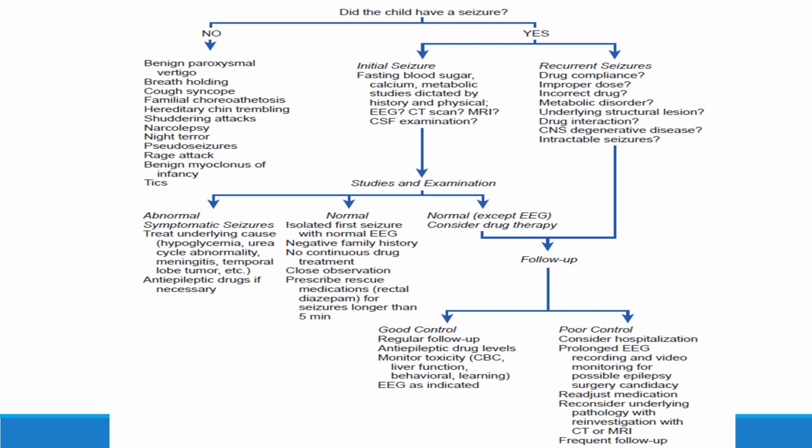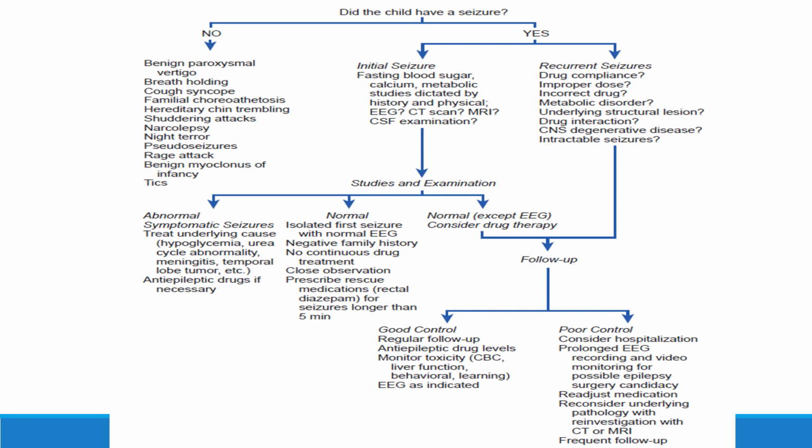So if we are quite sure that the patient had an attack of seizure, then we have to ask ourselves the first important question: is it a first seizure or is it a recurring seizure? If it is the first attack, we have to check fasting blood sugar and calcium. We may need metabolic studies as needed. We have to revise the history. We will do a full physical examination. Other investigations such as EEG and brain imaging could be chosen according to the clinical scenario. And if there is any risk of CNS infection, we will do CSF examination.